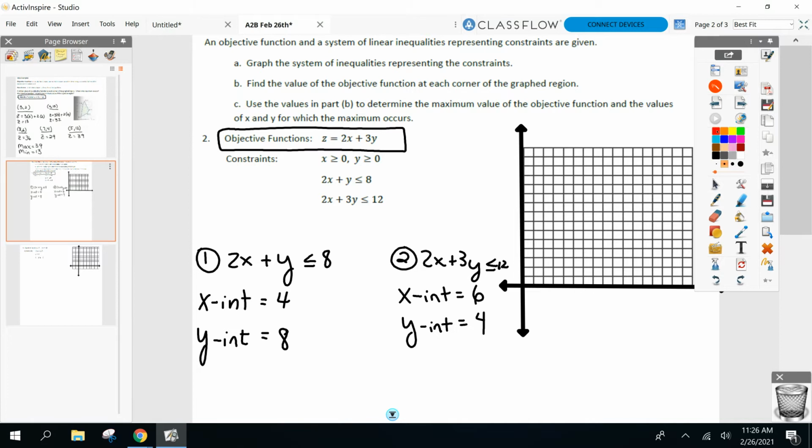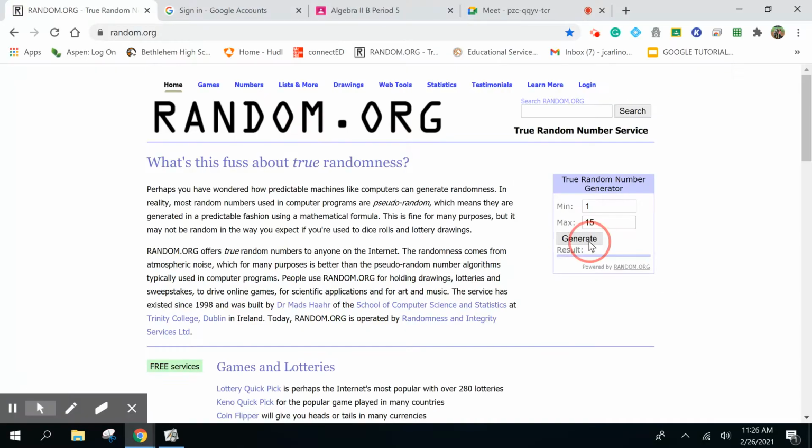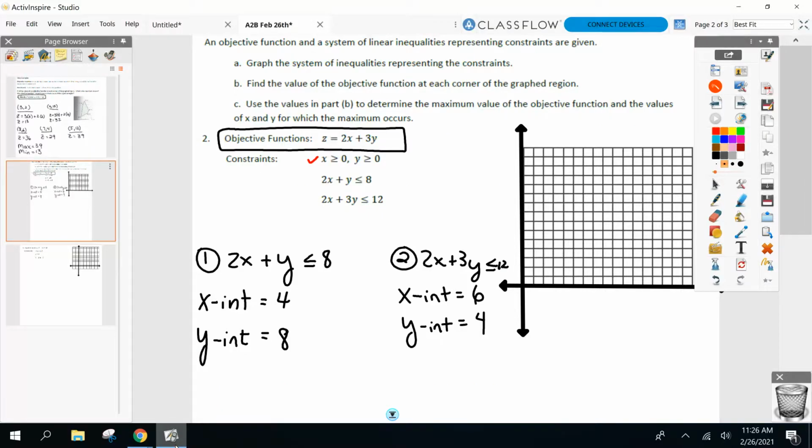First thing, let's go back. X greater than or equal to 0. What type of line have we always talked about for a couple weeks now with X all by itself? What type of line is that? Will, going back to you, what type of line is X all by itself? Vertical. Vertical, and it's going through 0. A vertical line going through 0.